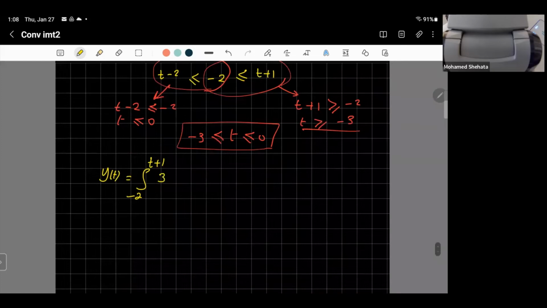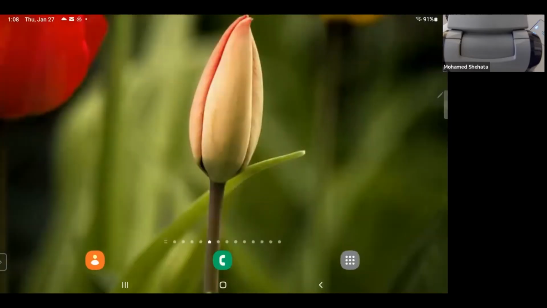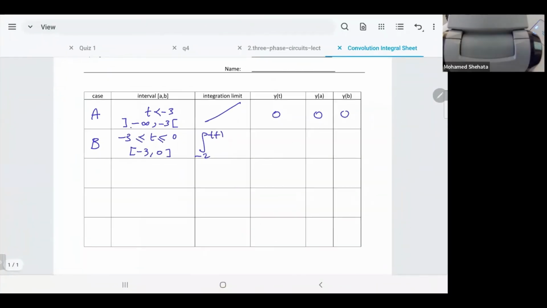It's equal to 3, the product, everything. I'm integrating with respect to tau. And do the integration. It's very simple with 3 and then tau, and the limit from -2 to t plus 1. Let me save your time, give you the result. I got the integration equal to 3t plus 3. So I will go in the table, and this is the limit of integration. I did the integration. I got the value equal to 3t plus 3.